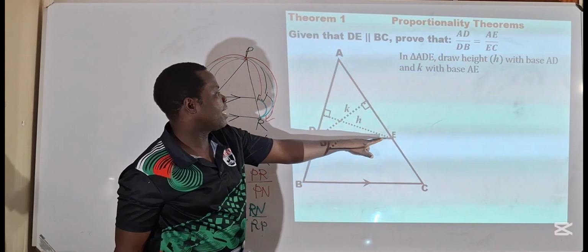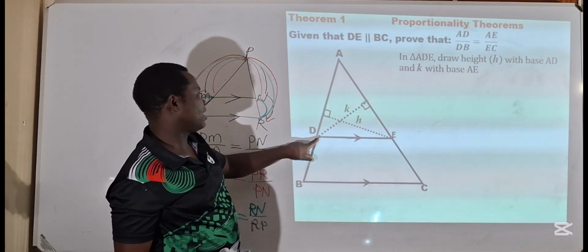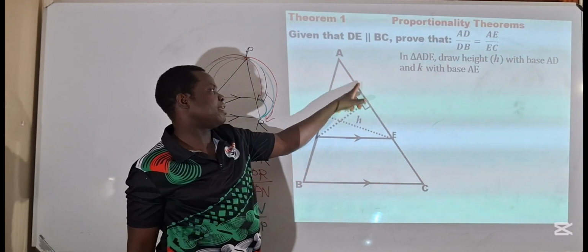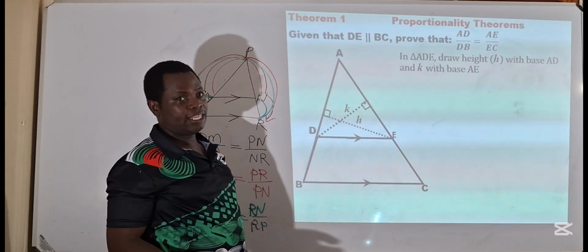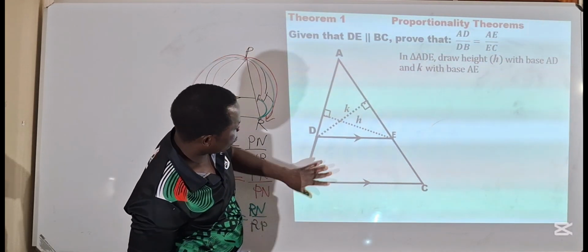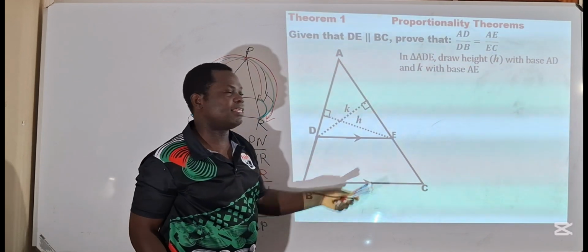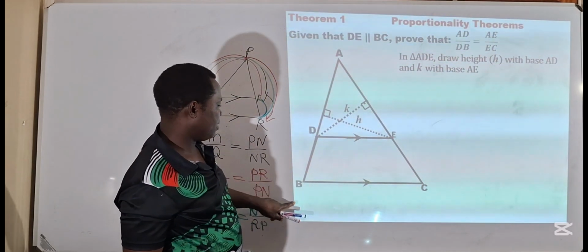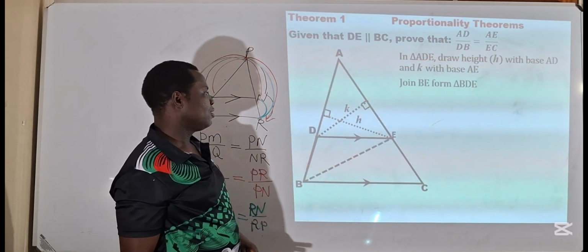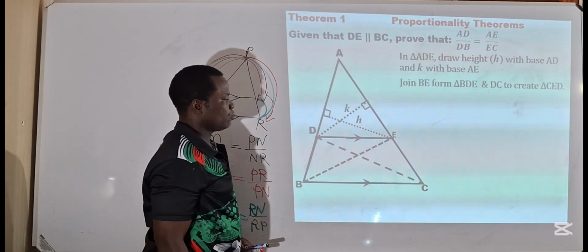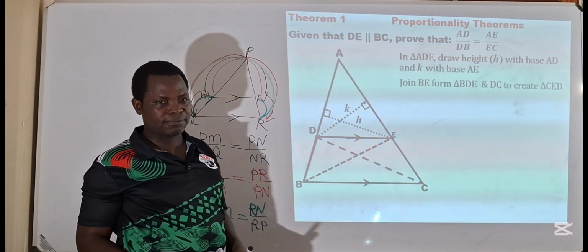So we construct a height from point E to line AD, then we construct another height from point D up to line AE in the same triangle ADE. Then after that, in the bottom part of the diagram here, we construct the diagonals of this shape. That means the line from B to point E and the line from D to point C. So those two diagonals. Then your construction is complete.